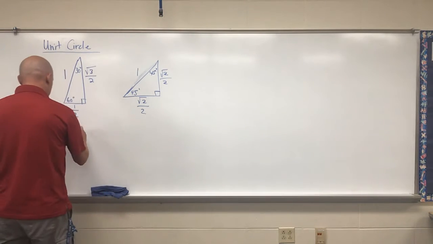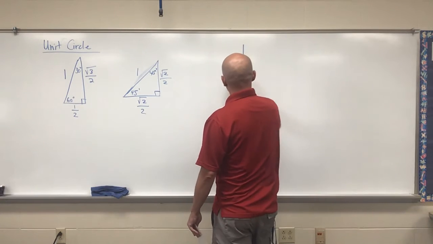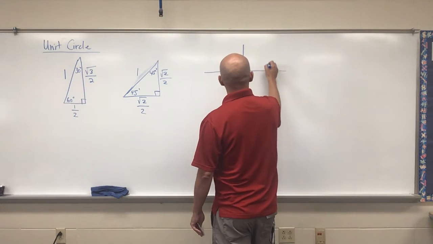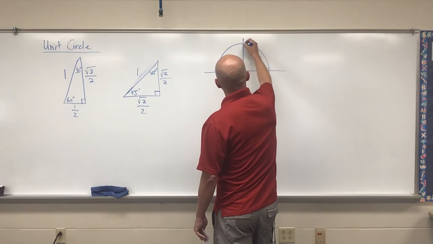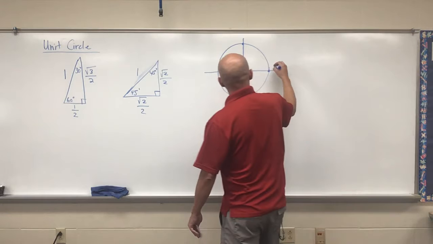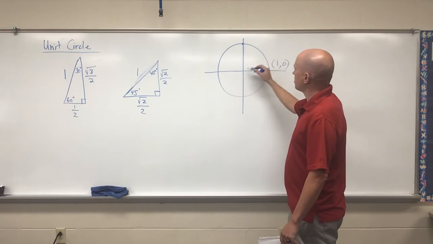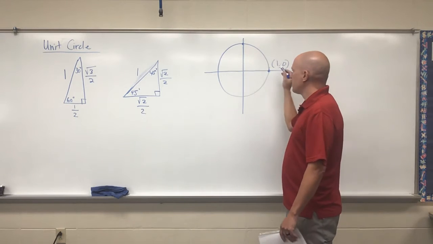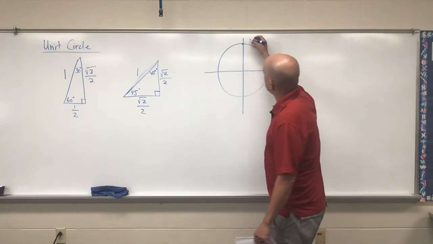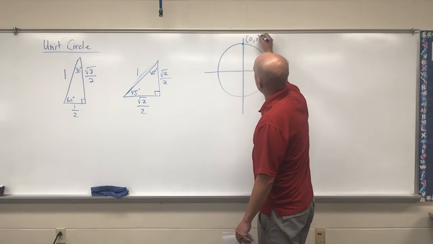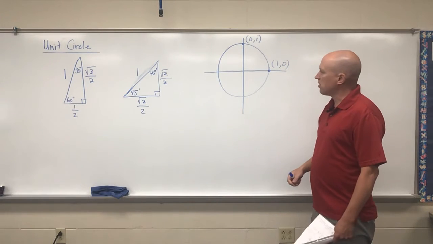And some other aspects of the unit circle. I'm going to go ahead and draw a unit circle right here so we can visualize what that looks like. This is called the unit circle because this coordinate right here is going to be 1, 0, which means that anywhere I draw a radius on this circle, the hypotenuse is going to be 1. And this coordinate right here is going to be 0, 1, because the y value is going to be 1.